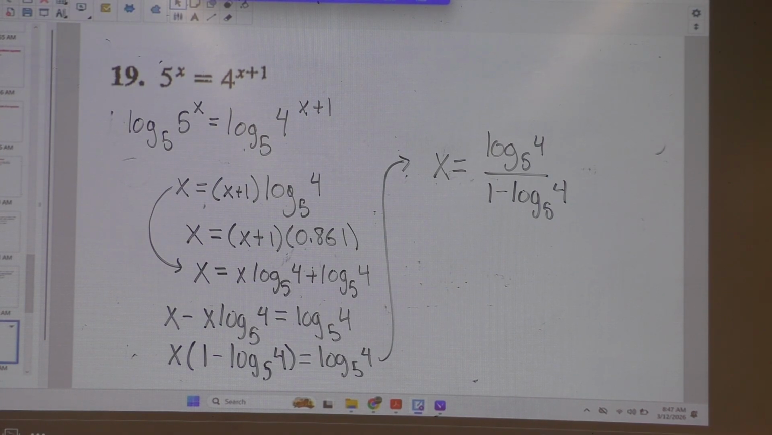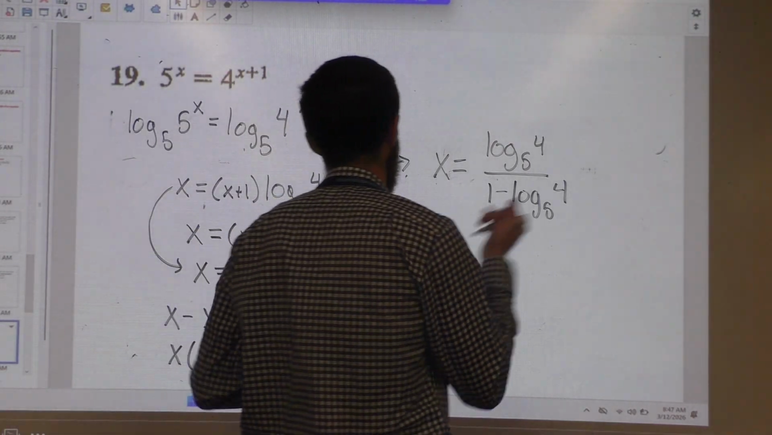That again is the exact form of the answer, but if I want a decimal, log base 5 of 4, so that would be that divided by 6.21.